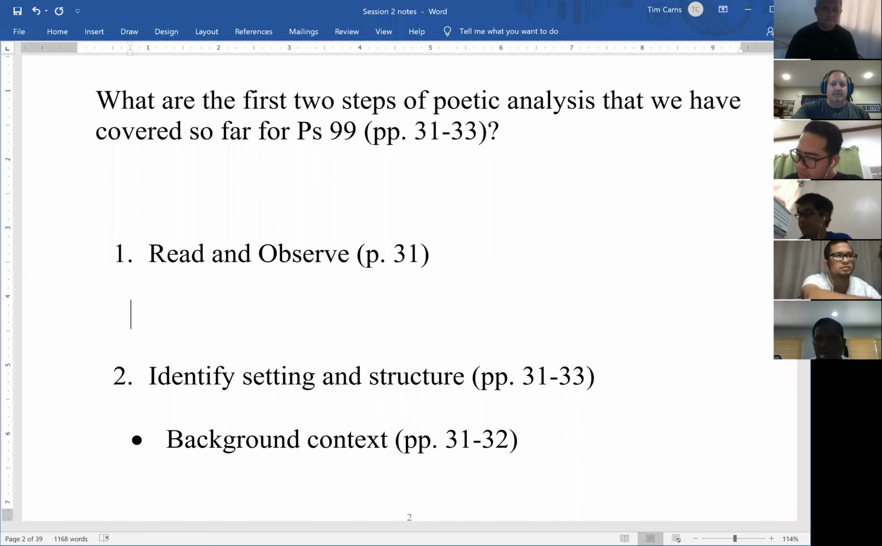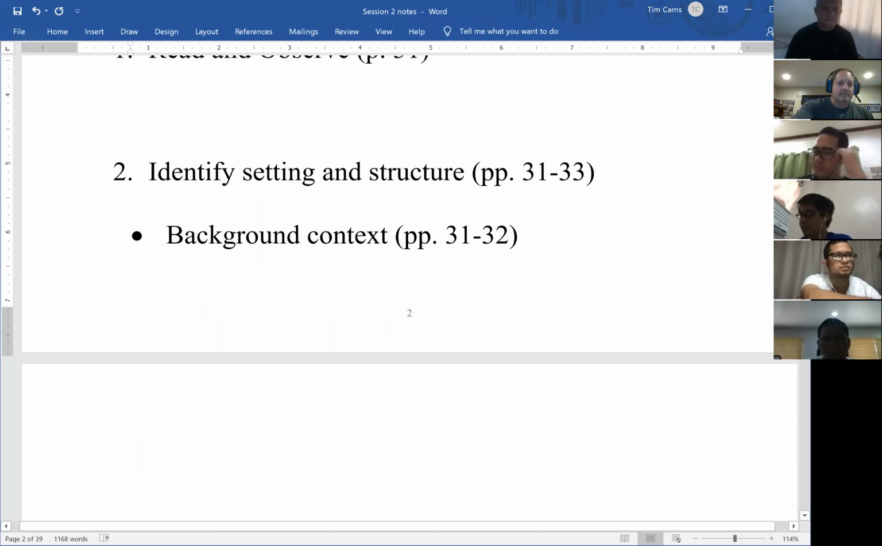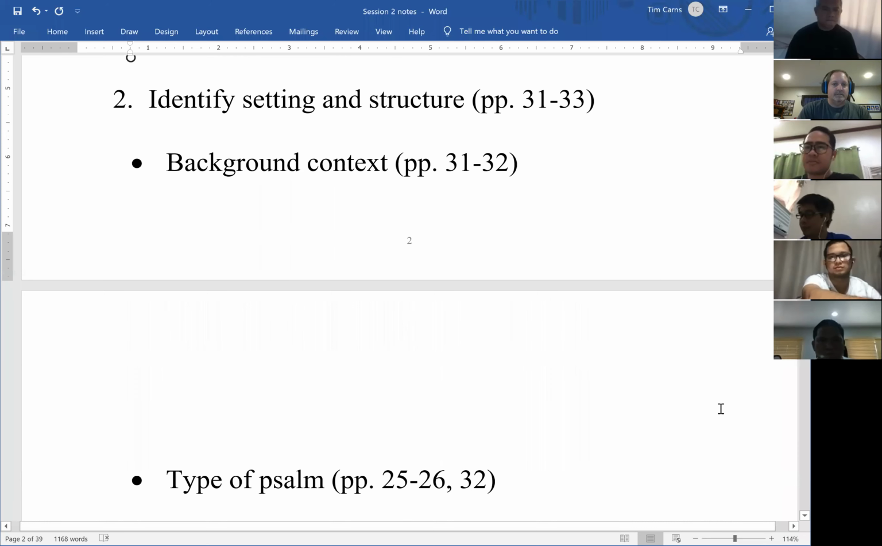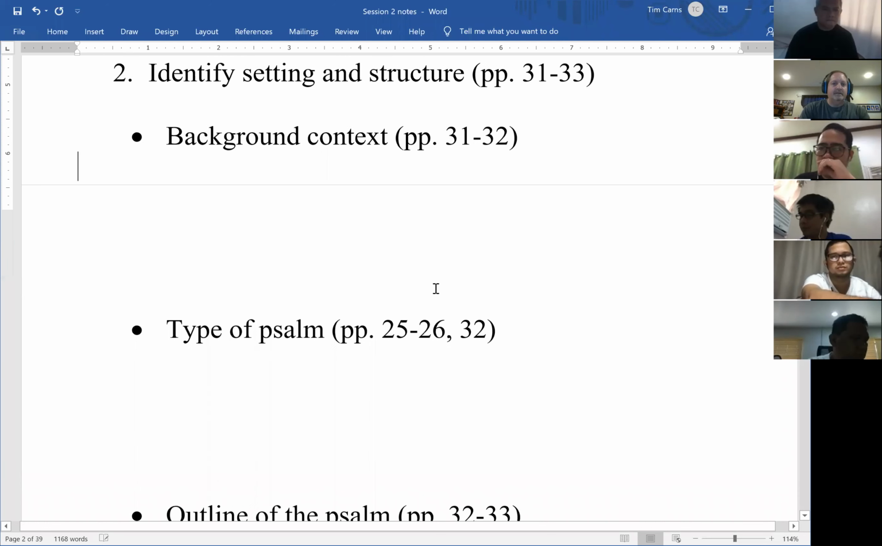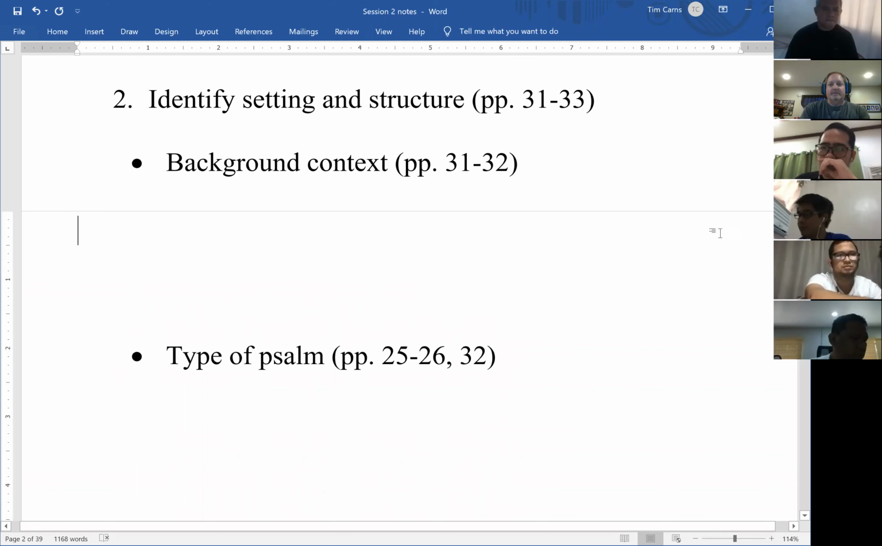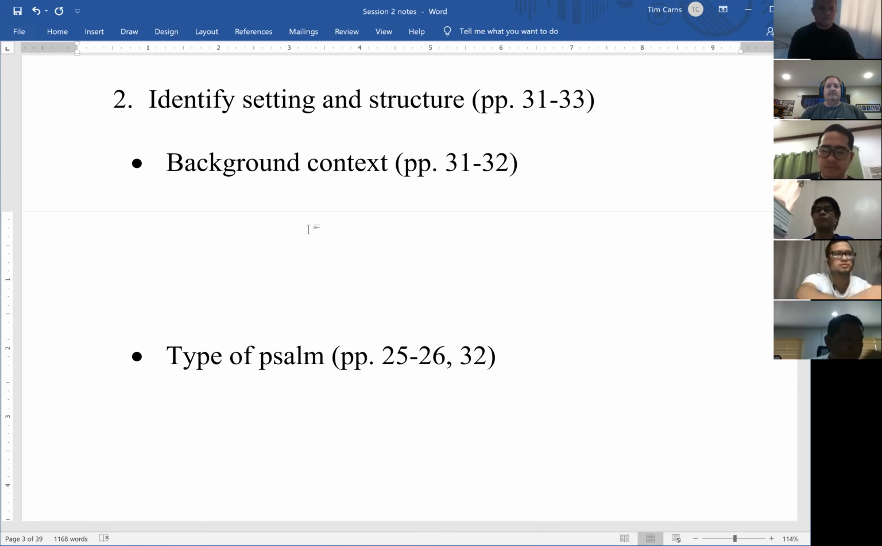So, for example, if we look at Psalm 99, we spent quite a bit of time looking at these various things. If you remember, for this psalm, it might be helpful for you guys to have your Bible next to you, open to Psalm 99 if you're able to, because I want to quickly review a couple of things to get us back into that psalm, and then we'll continue further in the analysis.